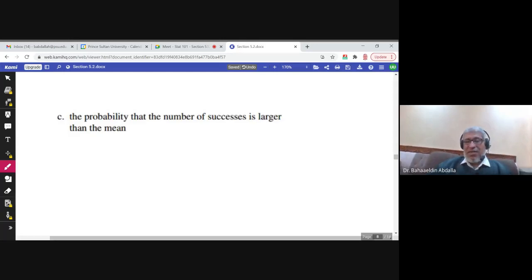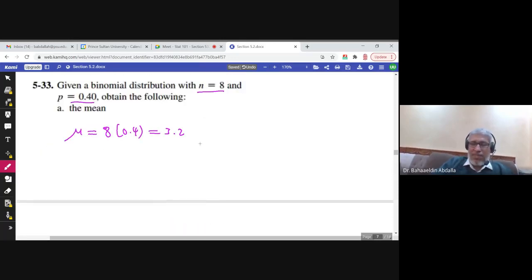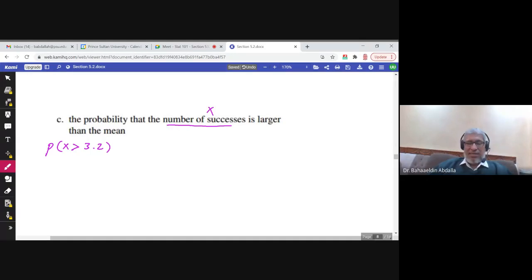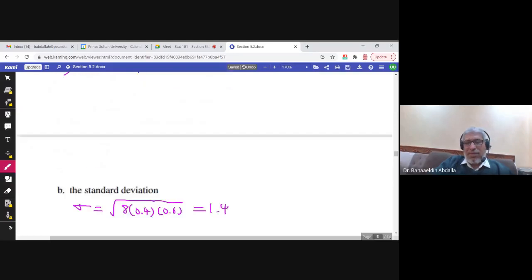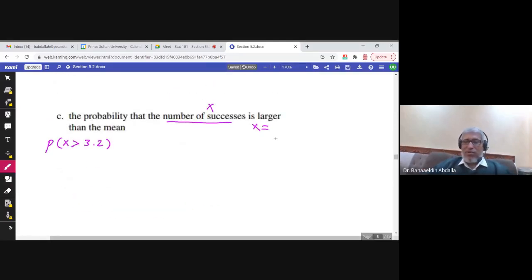The probability that the number of successes is larger than the mean. Number of successes is x, so x larger means greater than the mean. What is the mean? If you go to the first part, we found that the mean is 3.2. So he is asking about probability that x is greater than 3.2. I have to know the possible values of x. N is 8, X is number of successes, so number of successes could be from 0 up to 8.